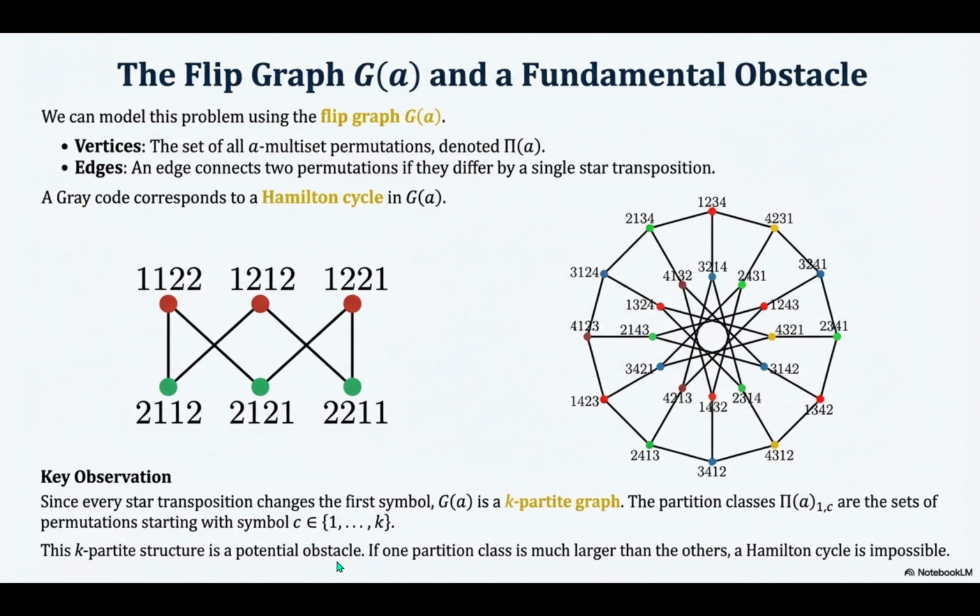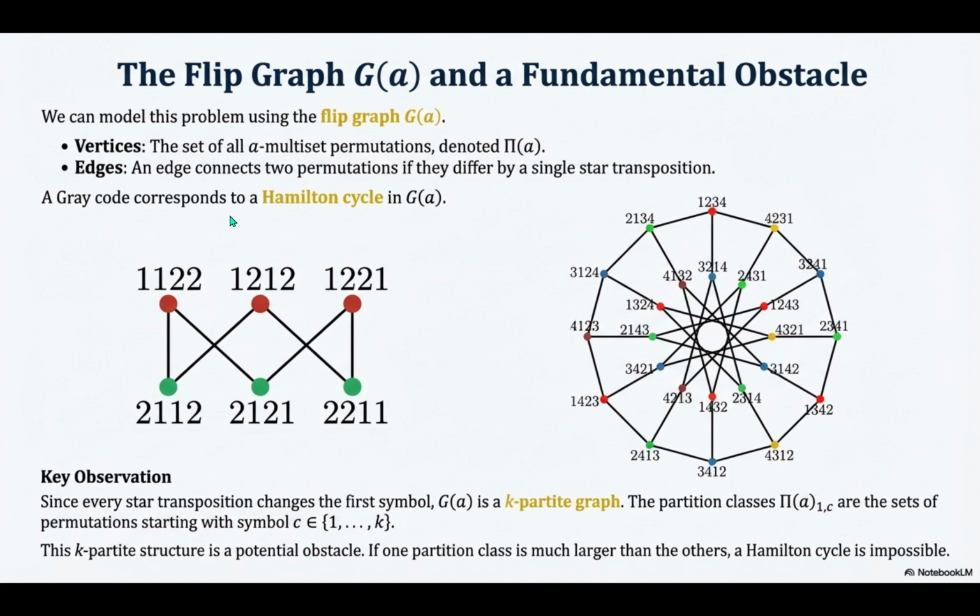Okay, let's get into the analysis. To find a Gray code, you're looking for a cycle, a path that visits everything once and comes back to the start. How do you model that? We use graph theory. We define what's called the flip graph, G(a). Okay. The vertices of this graph are just all the possible multiset permutations for a given a. And the edges. We draw an edge between any two permutations if you can get from one to the other with a single star transposition. So finding a Gray code is the same as finding a Hamilton cycle in this graph. It's exactly the same problem, finding a path that visits every single vertex exactly once.